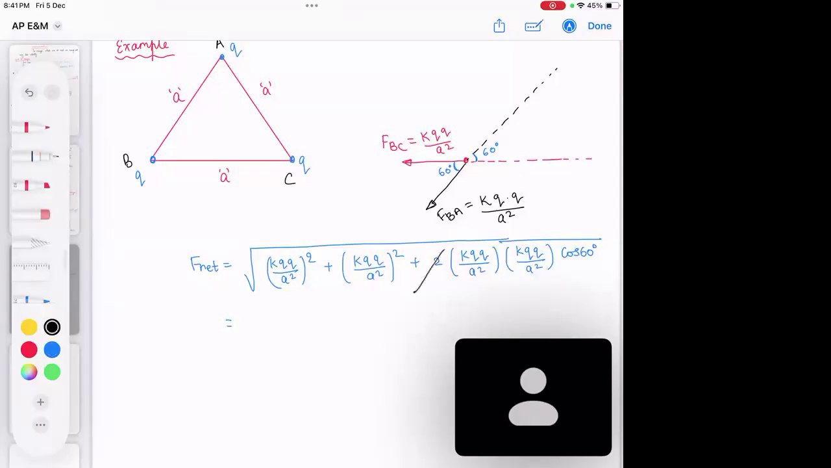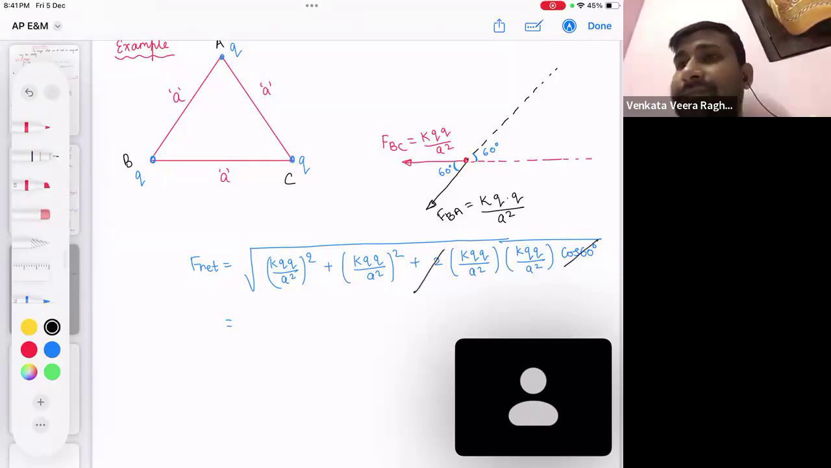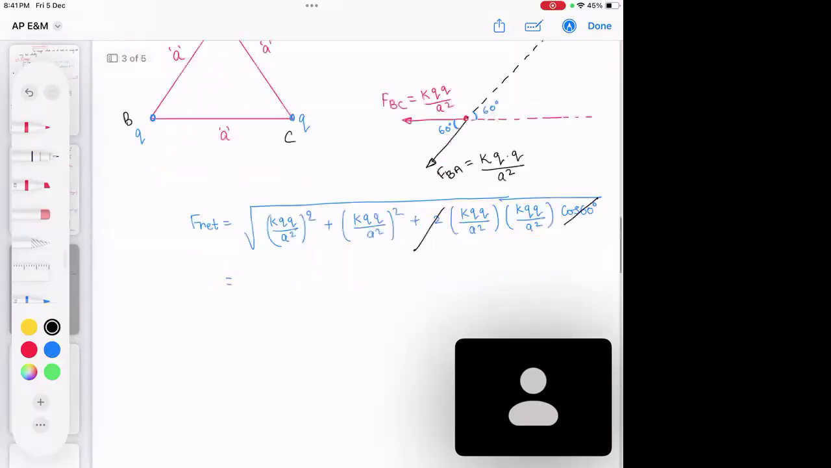Can I cancel out this 2 and 1 by 2? Yes, sir. So it is coming root 3 times k Q square by a square. That is the net force acting on any corner charged particle.